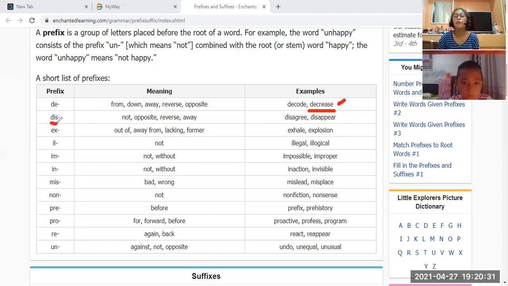The meaning of this prefix is not, it's opposite, it's reverse, it's away. So when I say agree, disagree, disappear: when I say disagree, you're not agree. You don't like it. Disagree. When I say disappear, what is that?